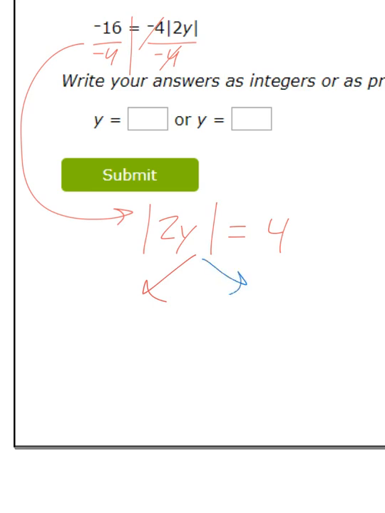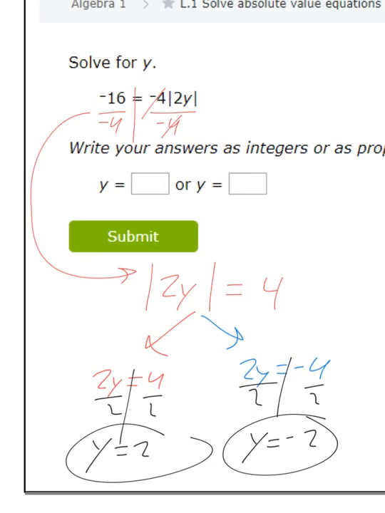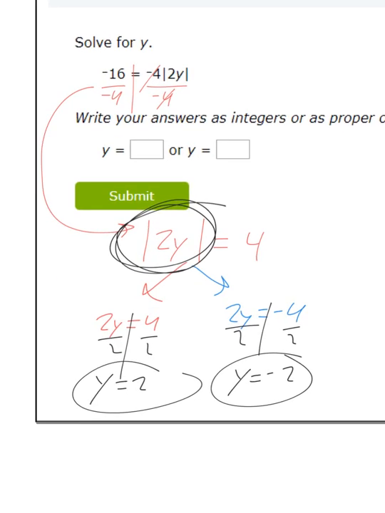So yep, I can break into my two cases. 2y equals 4, or my other case, 2y equals -4. Then in both of these cases, when I divide both sides by 2, I'm going to get y equals 2. Or when I do it over here, y equals -2. So there are my two solutions. Okay, especially in some of these later problems, make sure you have the absolute value by itself before you can really start solving. Then you can make your two cases.